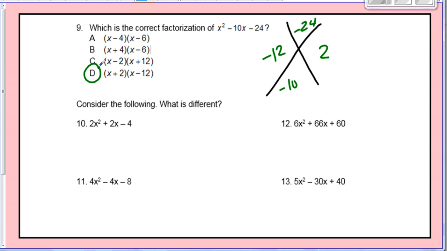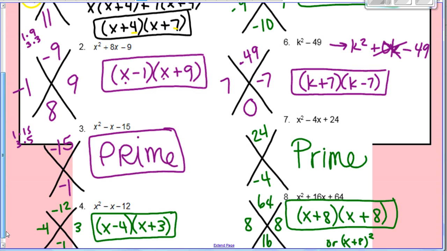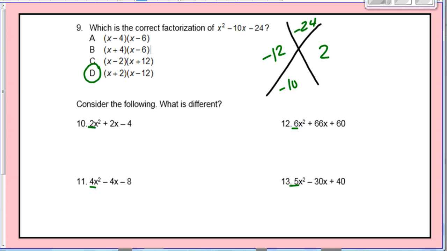Okay, so now the very bottom part of your paper says consider the following, what is different. With these 4, what's different is that the a value is not 1. In all of these, we have a value in front of our x squared. If you look back at the page before, none of these had a value in front of x squared, or n squared, or k squared, okay? And you do have to treat them differently. However, I told y'all initially that step 1, factor out the greatest common factor, is still going to be the first thing you check for no matter what.